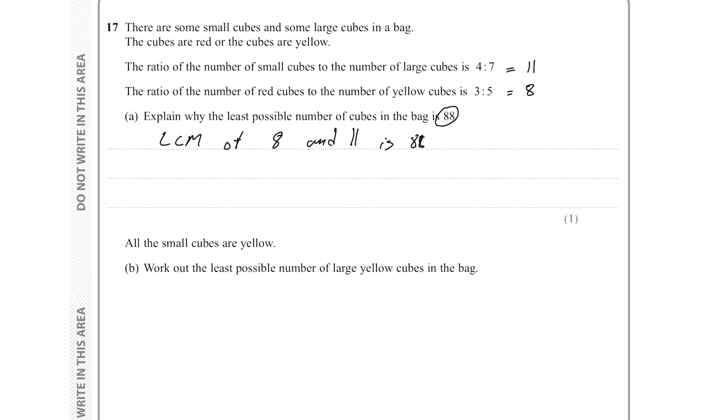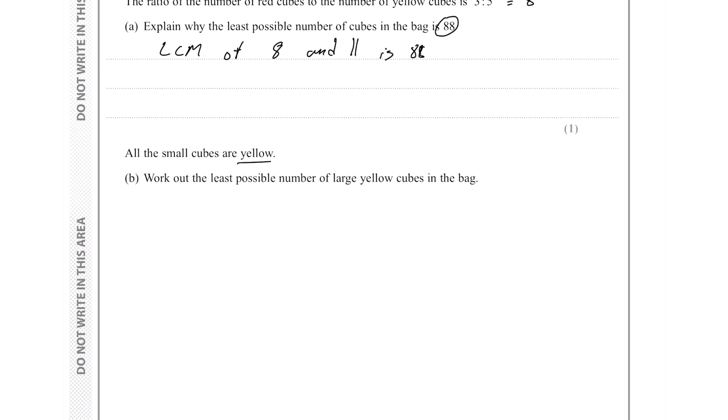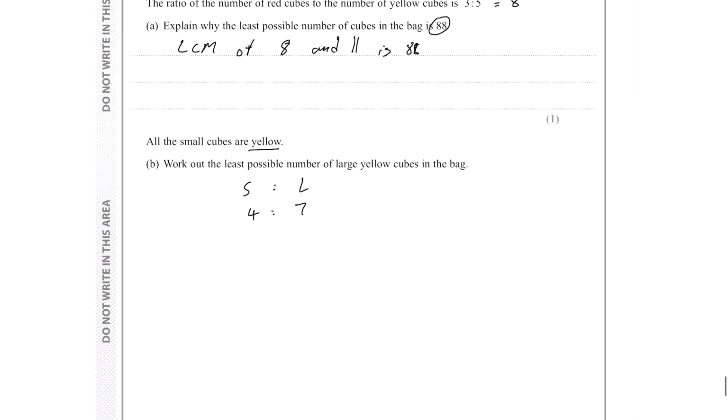So all small cubes are yellow. We've been told that all small cubes are yellow. Work out the least possible number of large yellow cubes in the bag. So we have a ratio of small to large, which is 4 to 7, according to the question. And then we have the ratio of red to yellow, which is 3 to 5, which totals to 8. Now we know in total there are 88, which is the least number we can have in the bag. We've been told that in the previous question.